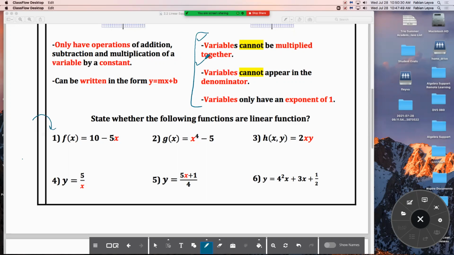Variables only have an exponent of 1. Now notice that this variable doesn't have an exponent. Luckily for us, if it's not written, it is a 1. So technically it's passed all these rules. Now, 99% of the time, if it does not follow one of these rules, then it is not linear. If it follows them all, that means that yes, this is a linear equation.